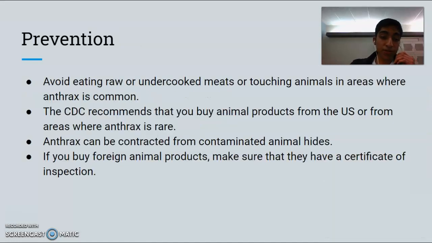Next, we have prevention. The CDC recommends that you cook meat thoroughly, that you avoid eating raw or undercooked meat in areas where anthrax is common, as well as avoiding contact with animals. They also recommend that you buy your products from the U.S. because, like I mentioned, anthrax in the U.S. is very rare in nature.